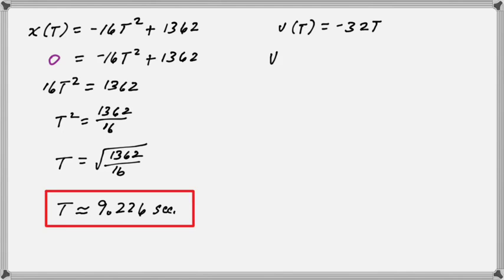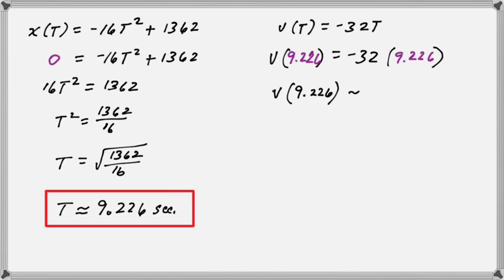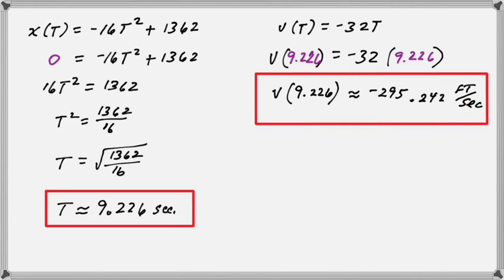To find the velocity when it hits the ground, you need the velocity at that time. So you're going to put in 9.226. And that tells me the velocity when it hits the ground is approximately negative 295.242 feet per second. And these are my two answers for part D. I hope these help. Good luck.